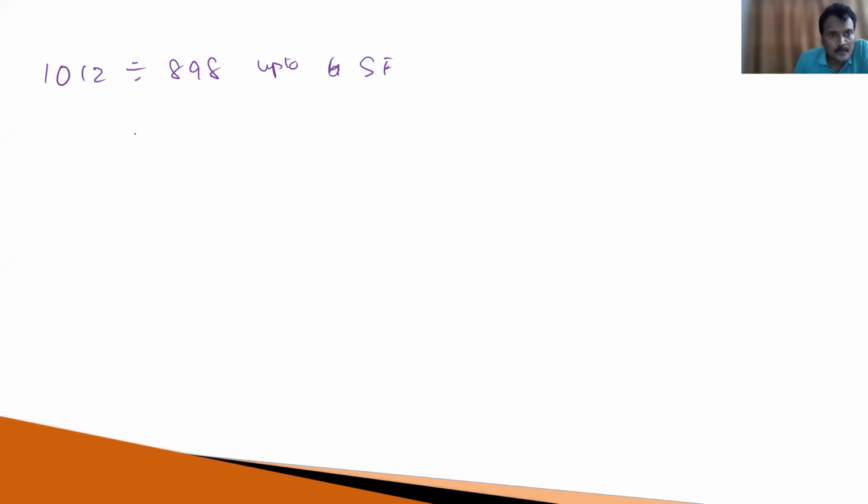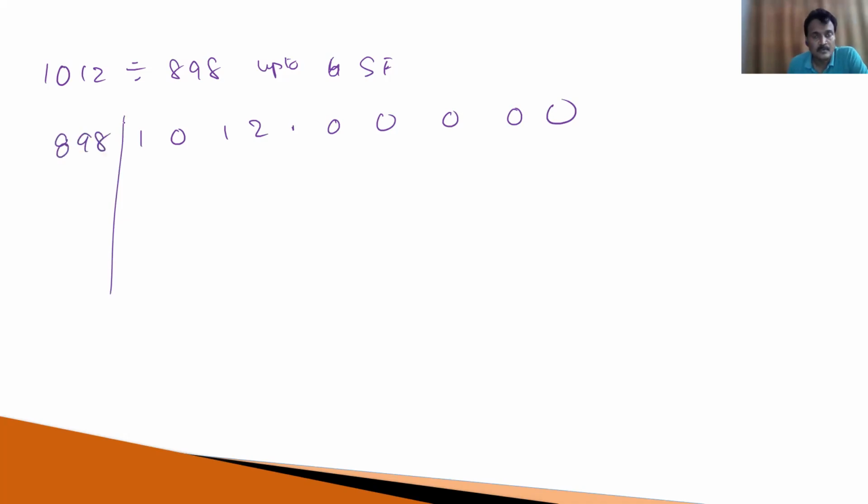Now 1, 0, 1, 2. If you want to find the answer in the decimal part, just put a decimal and write down the number of zeros you require. If you add zeros after the decimal on the right hand side, there is no change at all. Now, what is the divisor? The divisor is 898. What is the dividend? That is 1012.0000. And the divisor is 898.